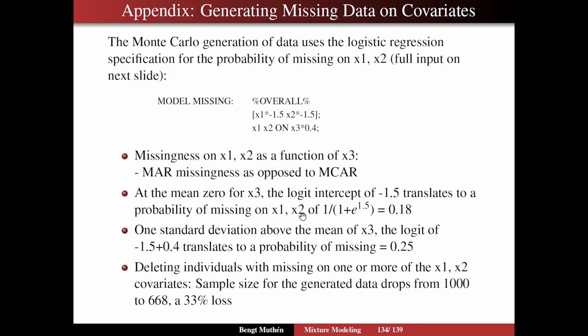One standard deviation above the mean of x3, the logit of -1.5 plus 0.4 translates to a probability of missing of 0.25. So you have a range of missing data probabilities across the range of x3, x3 being a continuous normal variable. Now, leaving out individuals with missing on one or more of the x1, x2 covariates, which is listwise deletion, creates a sample size loss of 33%, which we saw earlier.